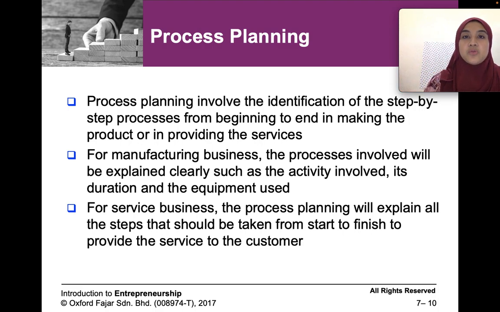First maybe you need to greet the customer, and then second maybe you need to briefly describe the massage. And then ask the customer to choose which package they want. And then ask the customer to go to the changing room to change into suitable clothes for the massage, and then ask the customer to lie down on the bed, for example, and so on. So there are differences between manufacturing and service under the process planning, right?